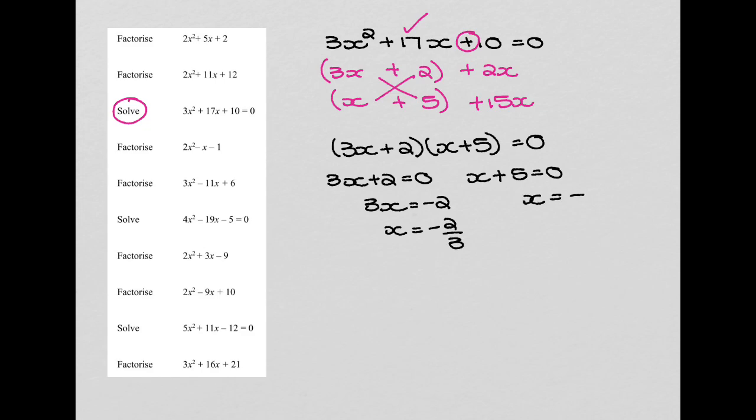You do not have to show this step. The only thing the examiner will want to see is the factorizing and then these two values. You don't need to show anything else. But if you want to write it out because it makes more sense to you, that is absolutely fine.